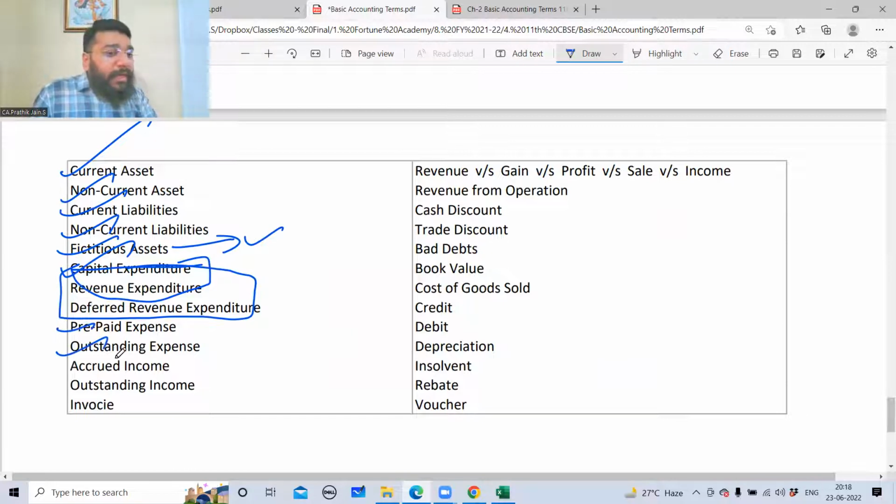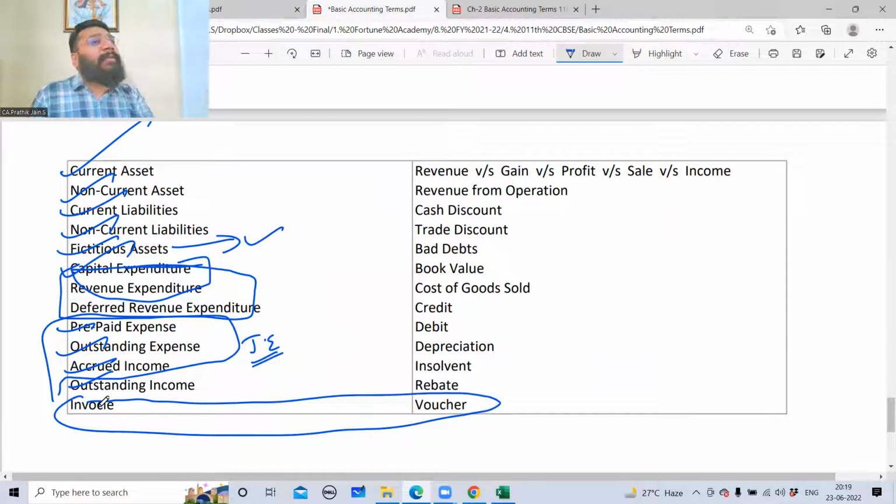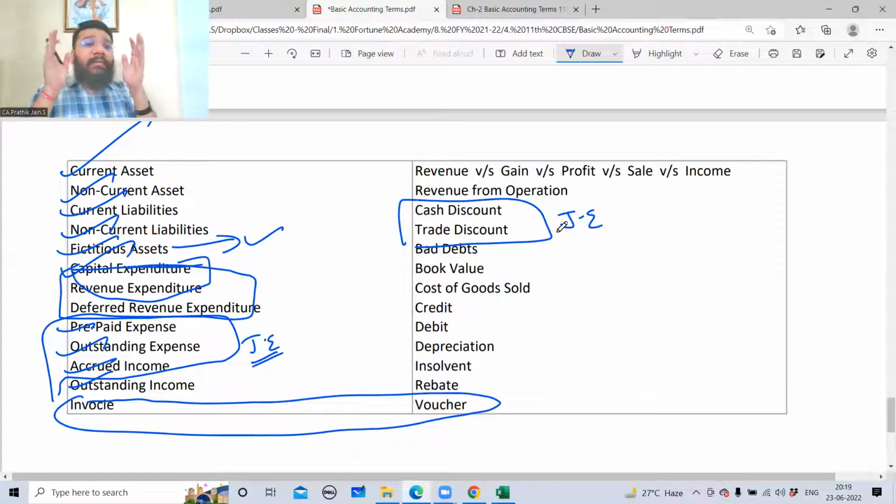Prepaid expenses, outstanding, accrued, outstanding income. This will come in a different chapter. That is basically a journal entry. This will get covered. Your invoice and voucher will get covered in chapter 7. Cash discount and trade discount will get covered in the journal entry chapter. So like this, there are certain terms which you have to learn now, and there are certain terms you have to learn then and there in the chapter.